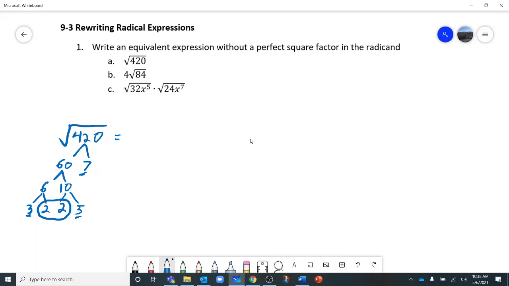What this is going to end up being is 2 times the square root of 3 times 5 times 7. So 15 times 7, 70 plus 35, 105, 2 root 105. Okay, and that's A.